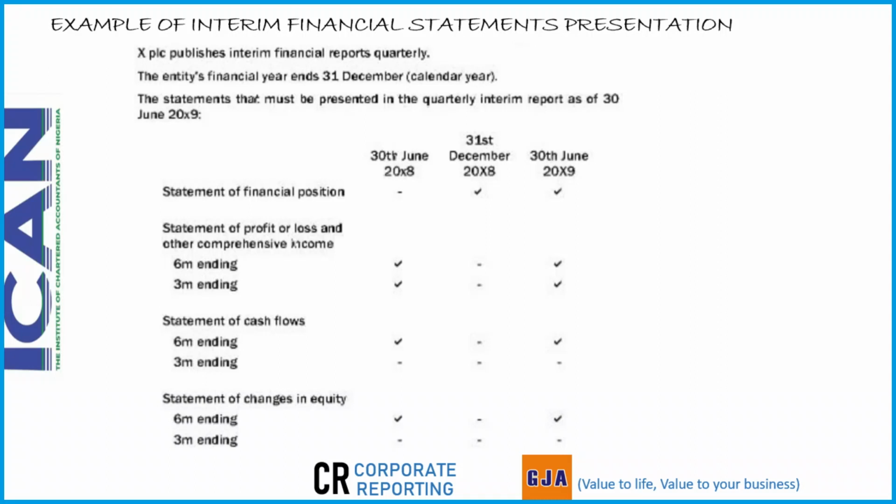Now, the statement that must be presented in the quarterly interim reports, now we are reporting for June. So if we are reporting for June, that will be second quarter interim financial statements. What and what must appear? Like I told us, the three things that must appear cumulatively. So we are reporting for second quarter.